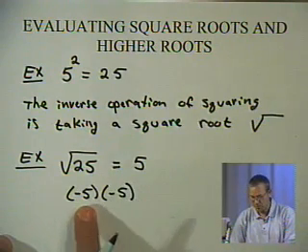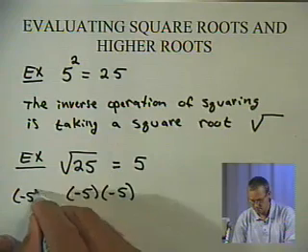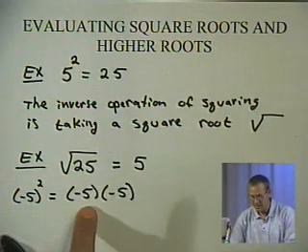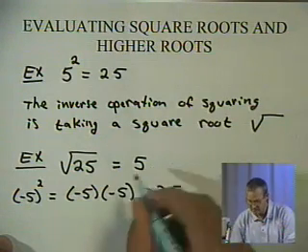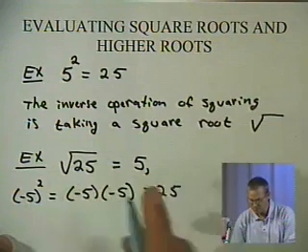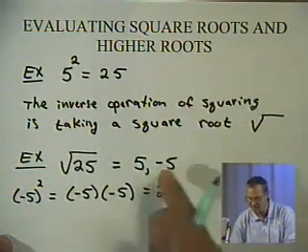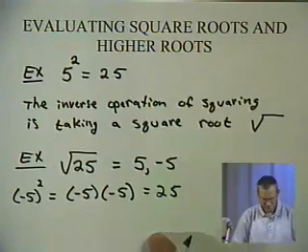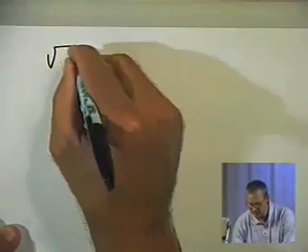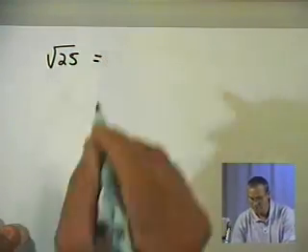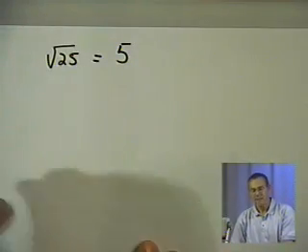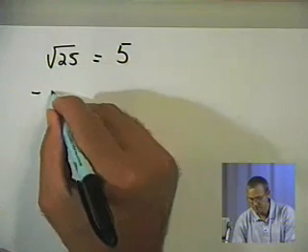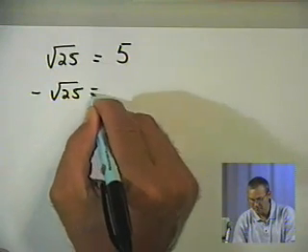Notice, negative 5 squared is negative 5 times negative 5, which is also 25. So in fact, 25 does have 2 square roots. One of them is positive and one of them is negative. But for our purposes, in our textbook, whenever we see this symbol, the square root of a number, we're going to assume that it's the positive value. If we want to talk about the negative value, we'll put a negative sign out in front.